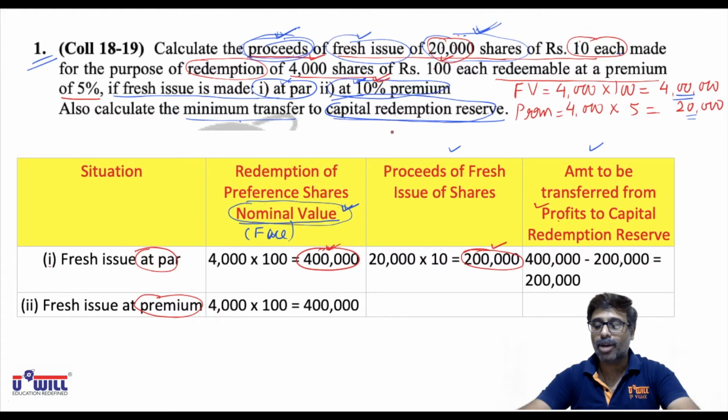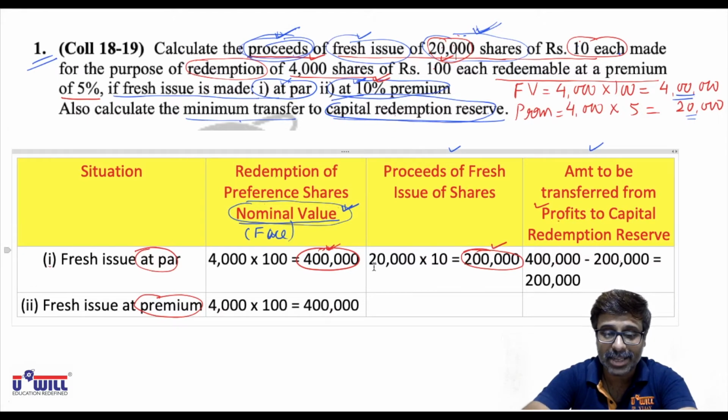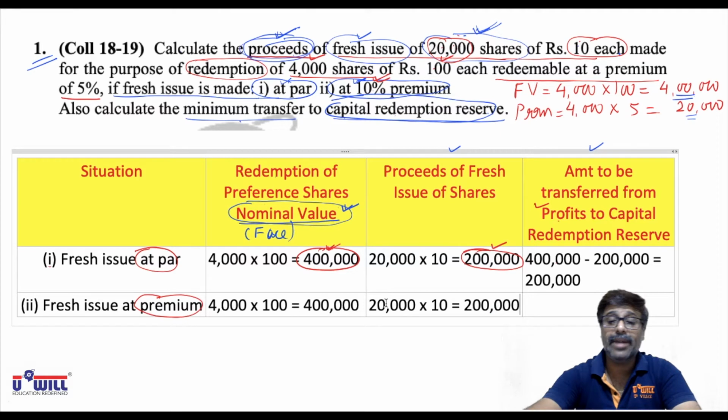20,000 into 11 will not be taken. This is what is important in this chapter. Here also we will take 20,000 into 10. That is 2 lakhs. Now understand why.